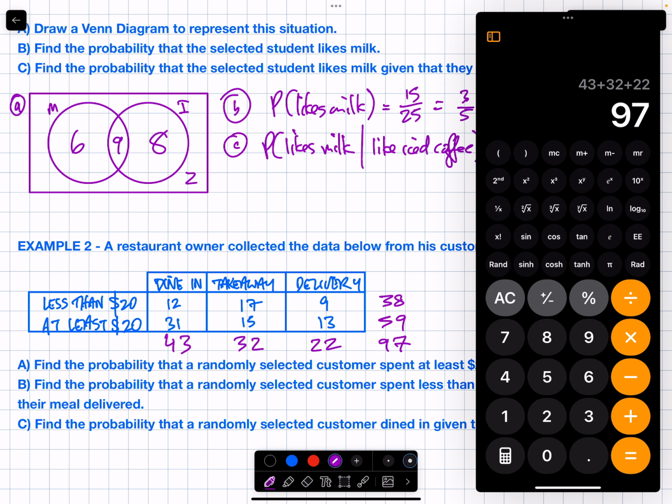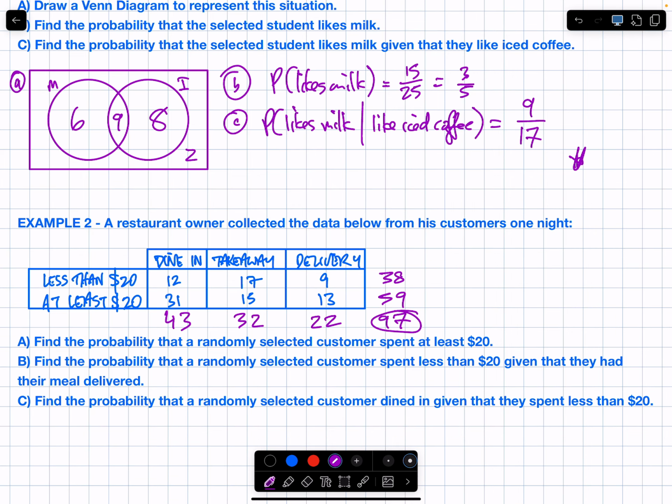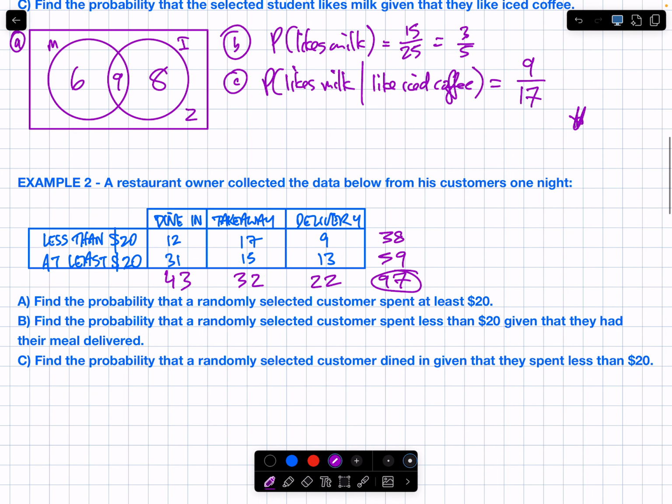97. So you must have done that maths right. Okay, 97 is everyone. So now can I answer the probability of someone spending at least $20? So it's going to be the probability at least 20. What's that number going to be? 59. Good. So you chose the right number over the right total. I don't think there's any numbers that go into 59 and 97.